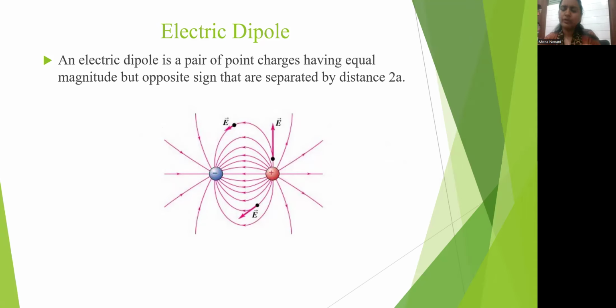So if we consider two equal charges that are oppositely signed, that means one is positively charged and the second one is negatively charged, and they are separated by some distance 2A, this system is called an electric dipole. Here is an example of that. This is the negative charge, this is the positive charge. Both charges are equal in magnitude but opposite in sign, and they are separated by some distance, let's say 2A. So this system is called an electric dipole.